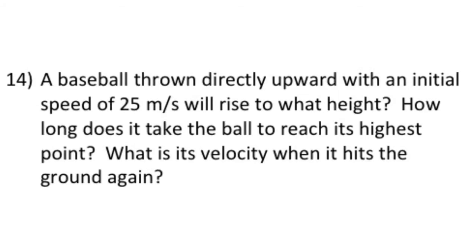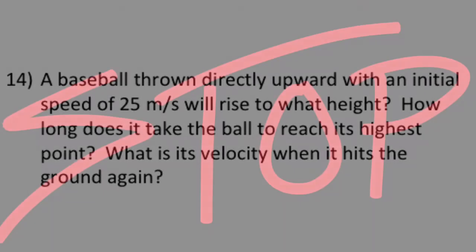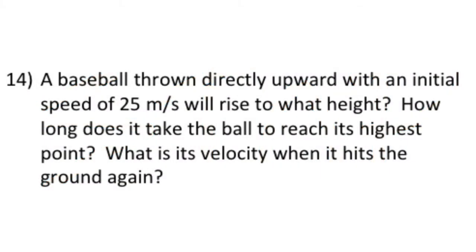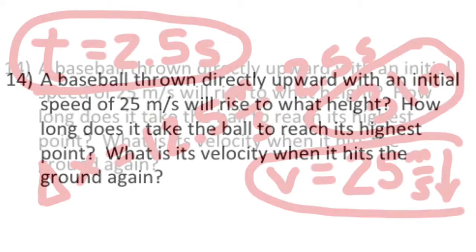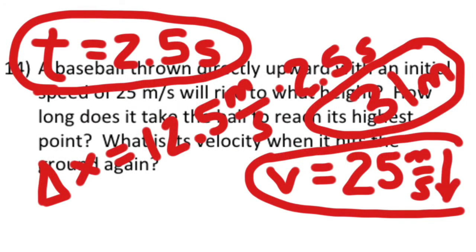New problem. Baseball thrown up 25 meters per second. How high does it go? Stop it on the next slide. Solve the problem for height. Quick calculation. Time to the top is 2.5 seconds. Average velocity is 12.5 meters per second. Multiply those two together, you get 31 meters for the height.